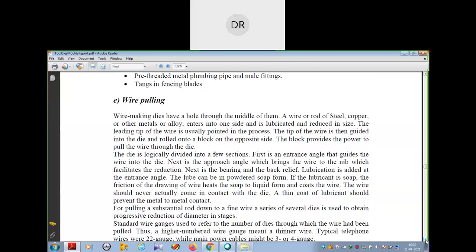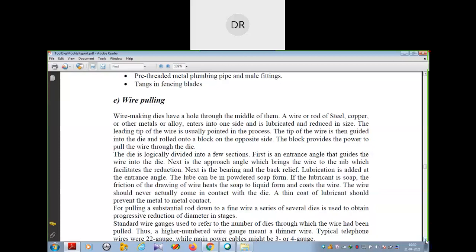Next we have wire pulling, or wire making dies. These dies have a hole through the middle of them. A wire, like a rod of steel, copper, or any metallic alloy, enters one side and is lubricated and reduced in size. The leading tip of the wire is usually pointed in the process. Then the tip of the wire is guided into the die and rolled onto the block on the opposite side. This block provides the power to pull the wire through the die.